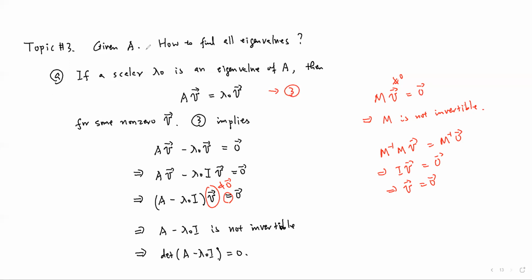Observation 1, to answer this question, 2 observations. Today I only have time to present observation 1. If this number is an eigenvalue of A, then A minus the number times I, this matrix determinant, must be 0. Next Tuesday, I continue with this topic 3.